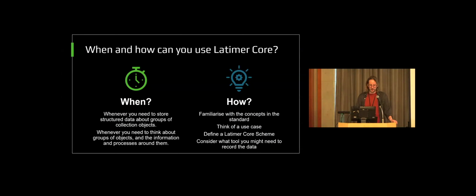So Latimer Core can be used in a few different situations. So when you need to store structured data about groups of collection objects. So again, this could be used for providing information to aggregators like GRCycle. So I'll come back to GRCycle a bit later.